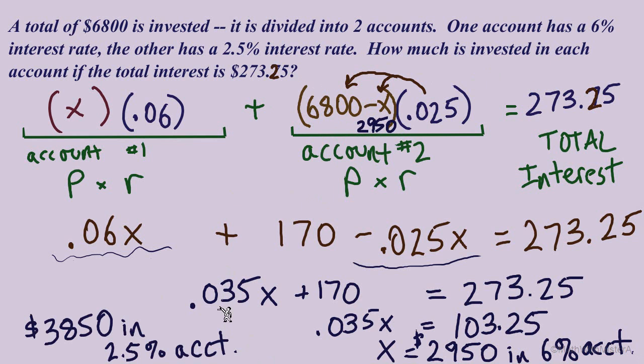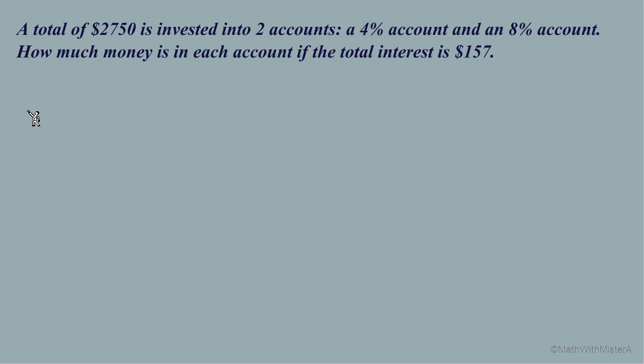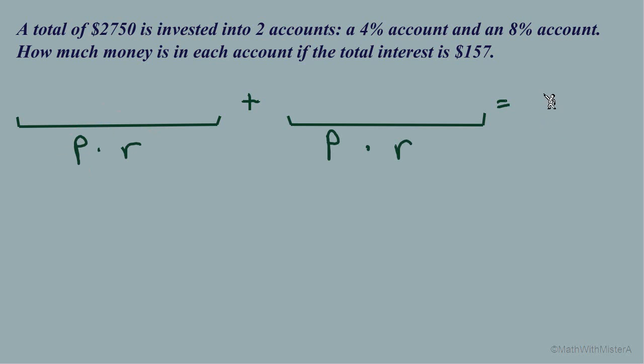Let's go through another example of a problem like this so we can become accustomed to the flow through these problems. Here's our next example. A total of $2,750 is invested into two accounts, a 4% account and an 8% account. How much money is in each account if the total interest is $157? So again, let's try to find a principal and an interest rate for each account, and multiply the principal times the rate for each account to give our total interest.